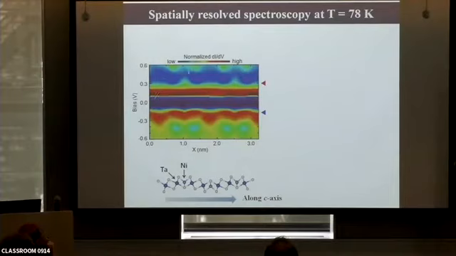And this video shows the normalized dI/dV plot of the STS measurement at 78 Kelvin. So this is the real space electronic structure. Here, the x-axis means the atomic position in the crystal structure along the c-axis, and the y-axis presents the energy level. So again, the zero bias voltage means the Fermi level. The energy below 0 means the occupied state, and energy above 0 means the unoccupied state.